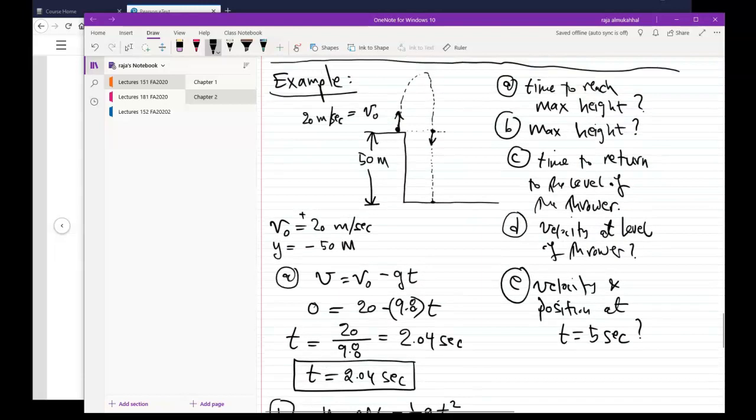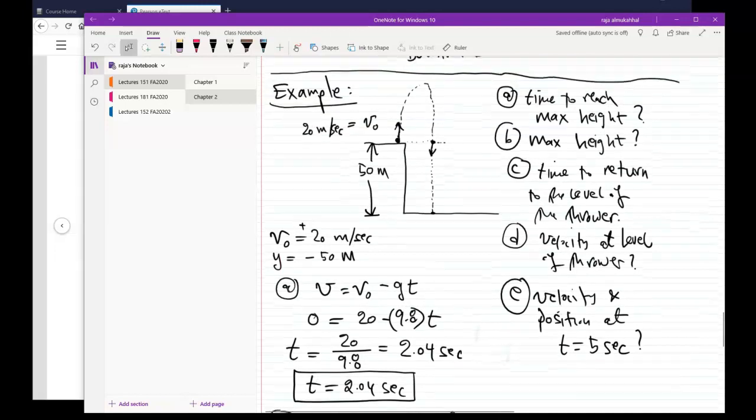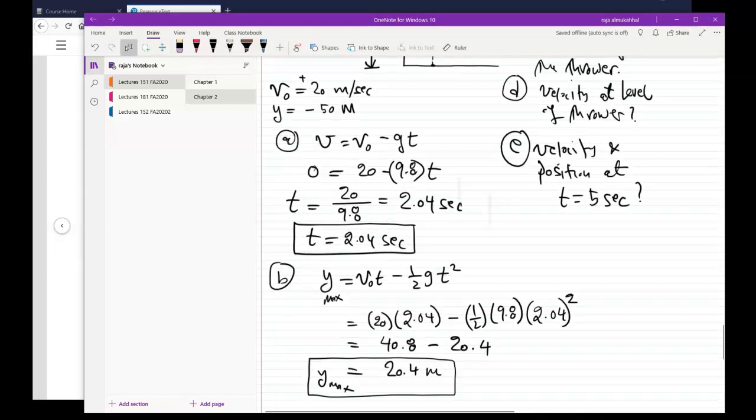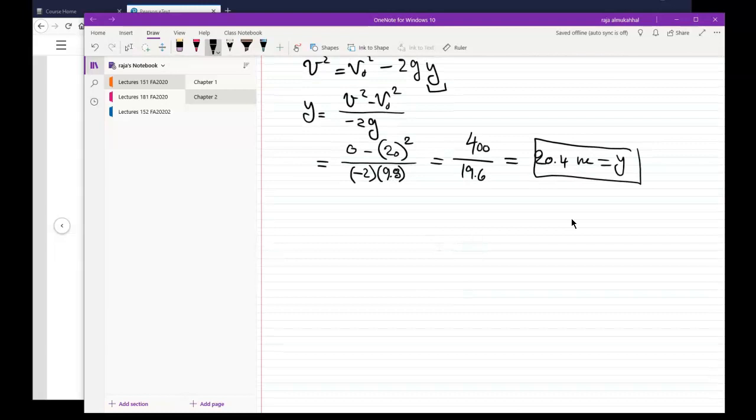The third part of the problem asks for the time to return to the level of the thrower. Now there are a couple of ways to do it. I can use the first kinematic equation, or I can use the third. It doesn't matter because he's asking for the time, and both of those equations contain time. Let's use the first equation: v equals v naught minus gt.